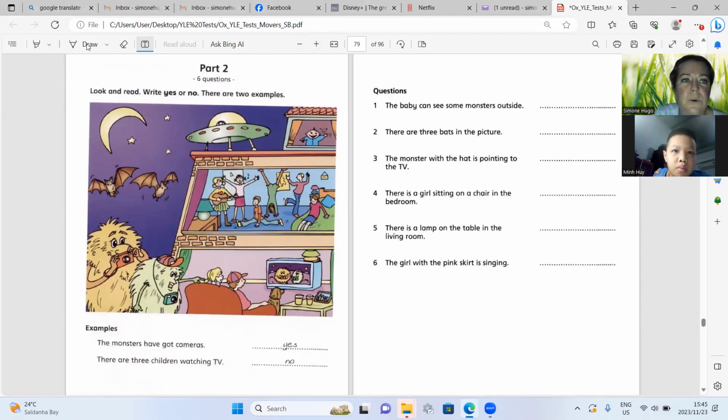All righty, yes or no? The monsters have got cameras. Yes. There are three children watching TV. No, only two children. Okay. Now you do the rest. The baby can see some monsters upside down. Yeah.